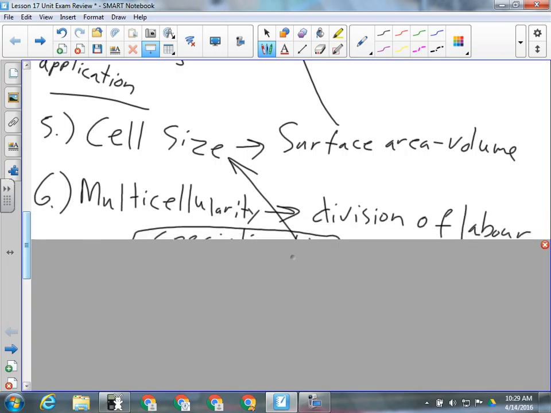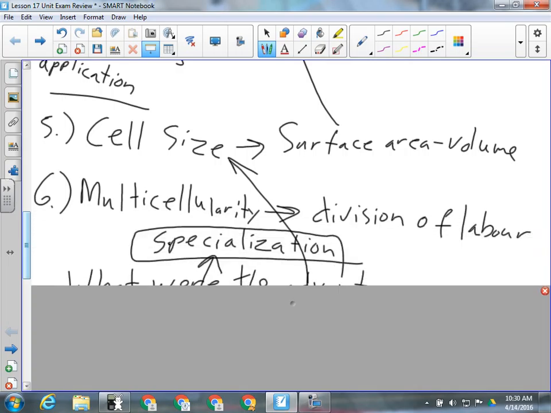Okay, multicellularity, right? We talked about that. We talked about how you have to have specialization to be a true multicellular organism. That is, you have cells within an organism that are different, that are doing different jobs. And then, of course, that could relate back to this cell size thing.